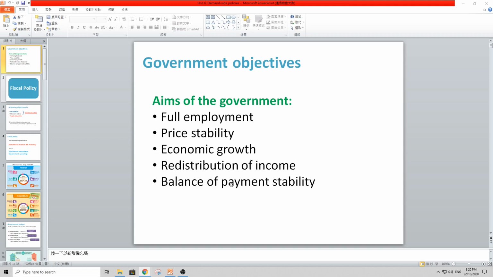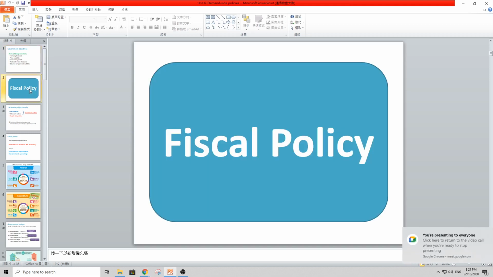Now we will get to the last part of macroeconomics, where we are going to use some policies to achieve specific goals, to achieve specific objectives. So you see the flow, you see the logic here, and based on the last lesson, we are going to introduce fiscal policy.